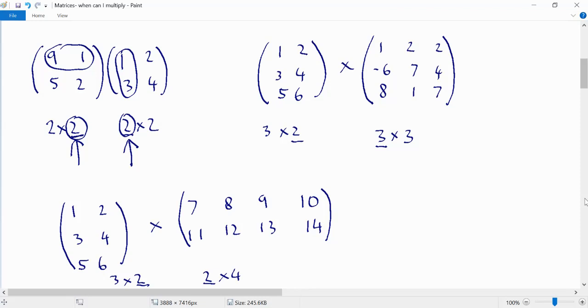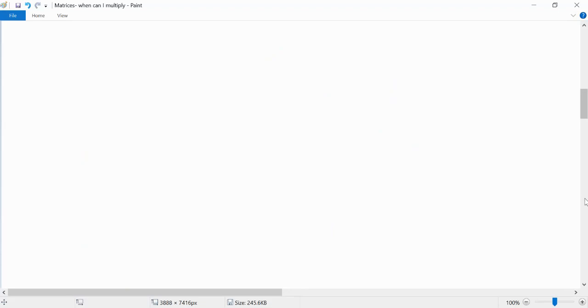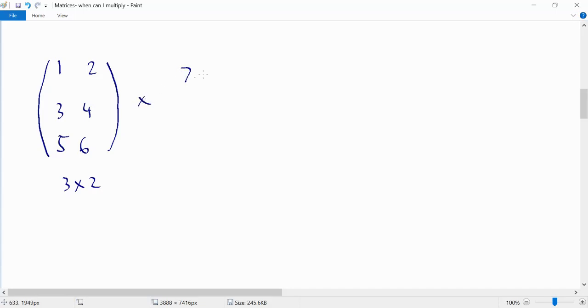Once you've decided that, the dimensions of the two matrices are also useful for helping you know how big the answer to that multiplication is going to be, or rather, what the dimensions of the answer are going to be. So let's look at that example again. We had the matrix 1, 2, 3, 4, 5, 6, which was a 3 by 2 matrix, and we had the matrix 7, 8, 9, 10, and then 11, 12, 13, 14. Very imaginative, I know.